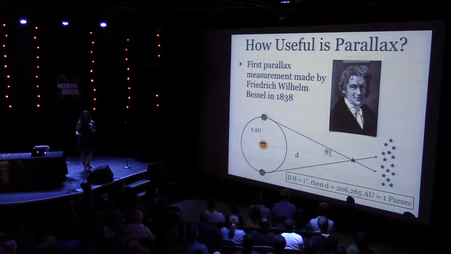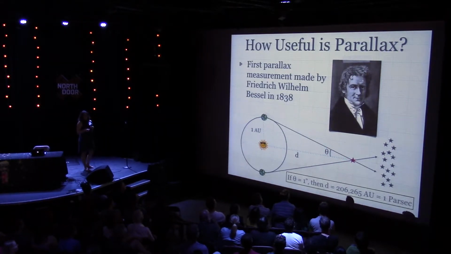But as your star gets farther and farther away, this angle over here gets smaller and smaller. And it gets so small, in fact, that you can't tell if the apparent movement was actually because something appeared to move, or if it's because the telescope is just not good enough. So that seems like a problem, so we can only do this really in our solar neighborhood.